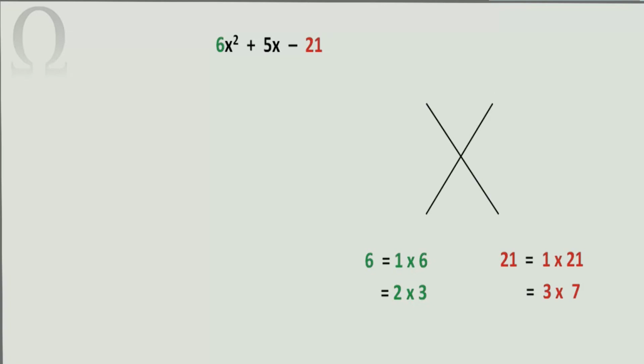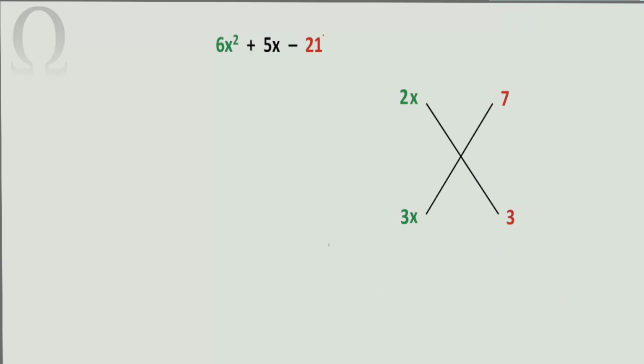When factorizing a quadratic like this one, it is generally a good idea to choose factors of the first and last term of the quadratic that have a small difference. In other words, for 6, we will start with the factors 2 and 3, and for 21, we will start with the factors 3 and 7. We place the factors of 6x squared on the left. Likewise, we place the factors of 21 on the right.